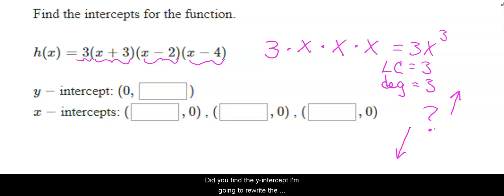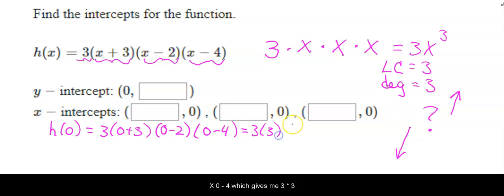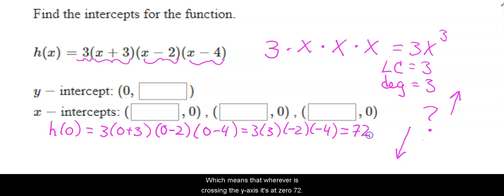So to find the y-intercept, I'm going to rewrite the equation and just find h of 0, which would be 3 times (0 plus 3) times (0 minus 2) times (0 minus 4), which gives me 3 times 3 times negative 2 times negative 4. That would give me a positive 72, which means that wherever it's crossing the y-axis, it's at (0, 72).